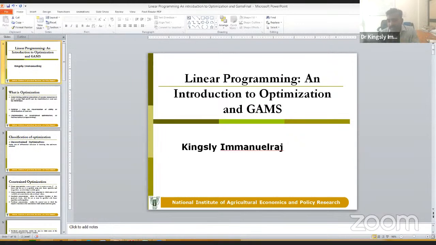So I am a social scientist. Maybe there are social scientists here too. So let me talk about optimization. Let me give an introduction. This programming is mainly used for optimization only. So we use optimization in many ways, but let us see what optimization does.